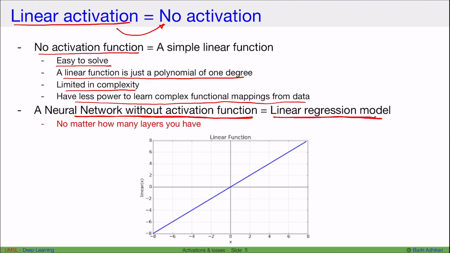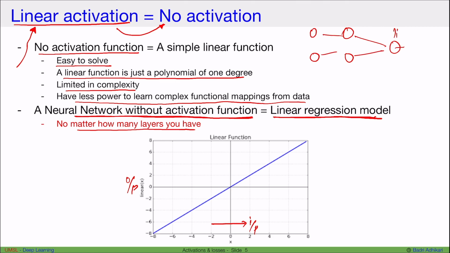No matter how many layers you have, if all your model has is linear activations, then your model is effectively a linear regression model. Here's how a linear function looks. If this is your input, then the output is the same as the input. Except for the last layer, it is never advised to only have linear activations in your neural network. For the last layer, you may want linear activation, but for all the layers before that, it is almost never advised to have linear activation.